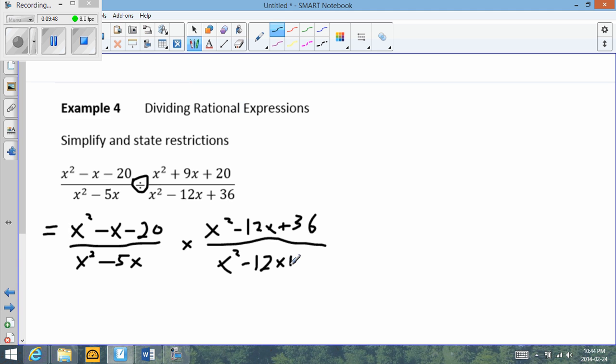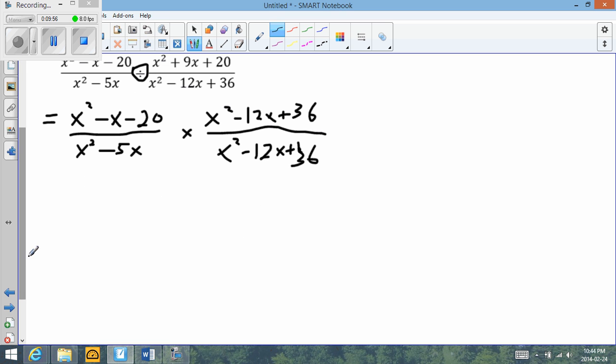Okay, so there. Easy as pie. Factor this. The top is an easy trinomial. What multiplies to negative 20? And what adds to negative 1? Your answer is negative 5 plus 4.